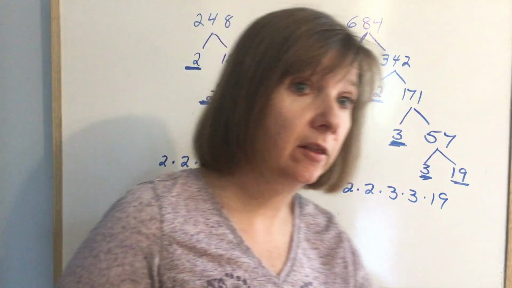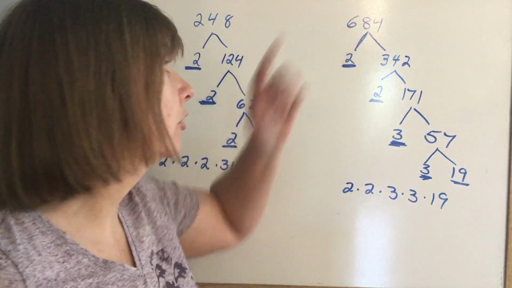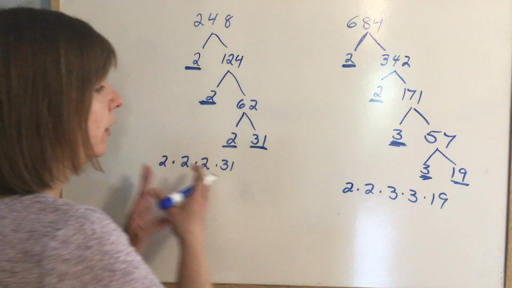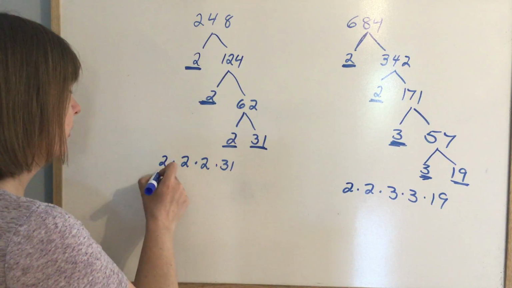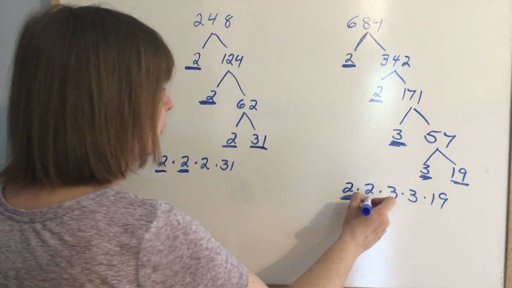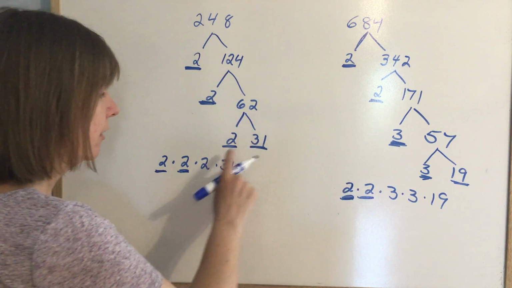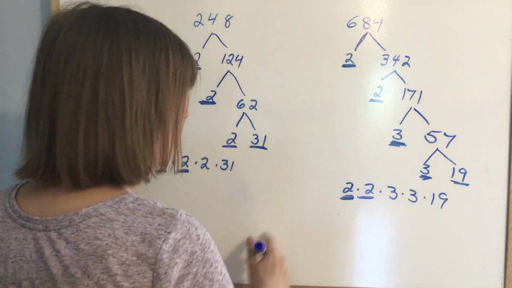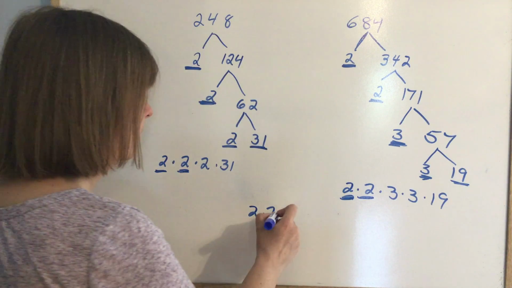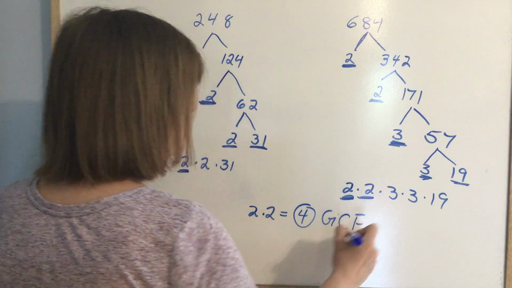Again, you can check that by multiplying 2 times 2 times 3 times 3 times 19 on your calculator, and you should get 684 if you did it right. Now I need to see what is common to both. This one has a 2, so does this one. This one has a second 2, so does this one. This one has a third 2, but this one does not. The only other thing this one has is a 31, which this one does not. So 2 2's are common to both, and 2 times 2 is 4. So that is the greatest common factor.